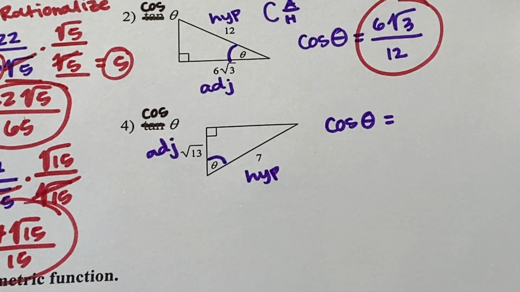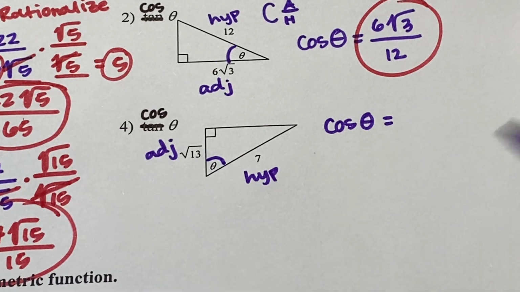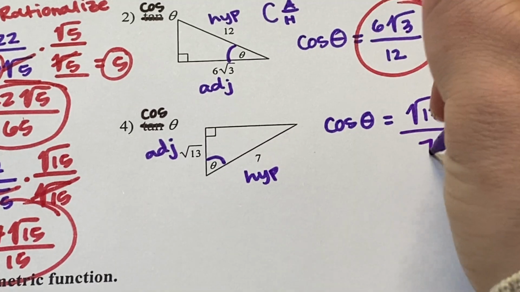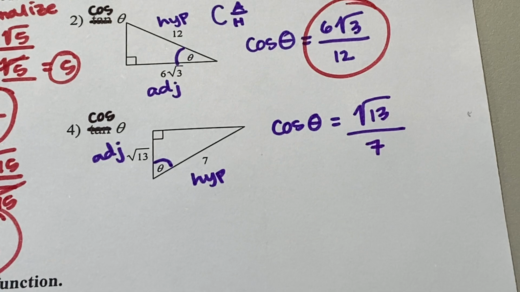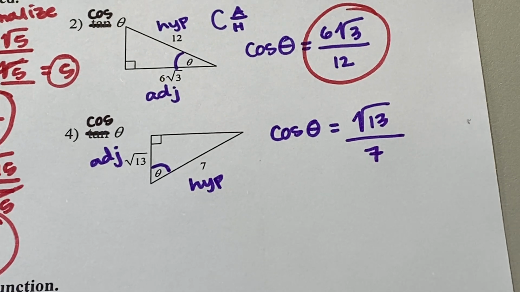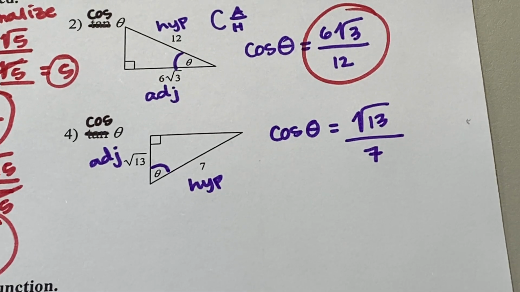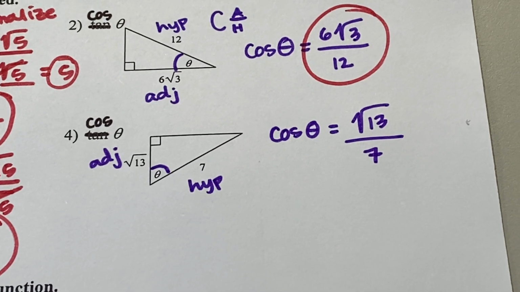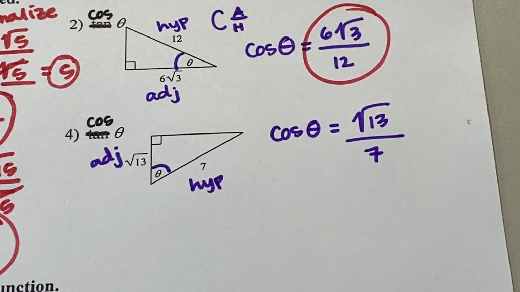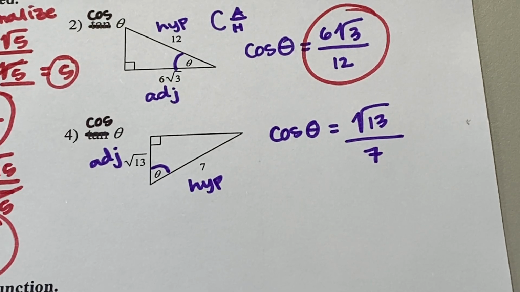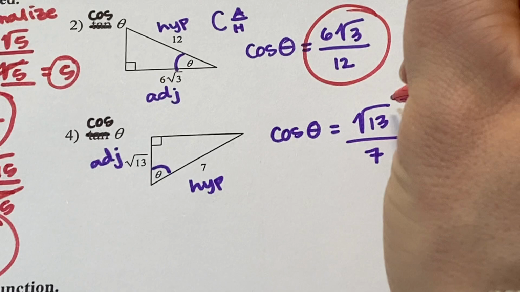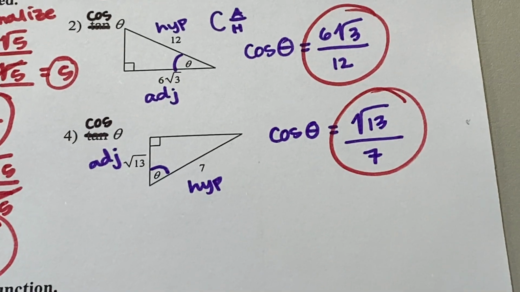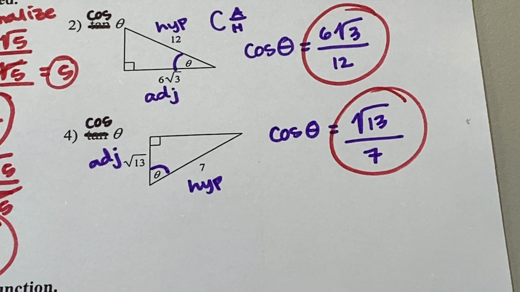Okay, so cosine, adjacent over hypotenuse. So we have root 13 over my hypotenuse 7. Do I have to rationalize that answer? Why not? Why don't I have to rationalize? Why, Gabe? Root 13 is on top. Love it. My radical, my little square root symbol's on top. So this is my final answer. For some reason, we don't care if they're on top. We just care that they're on bottom.